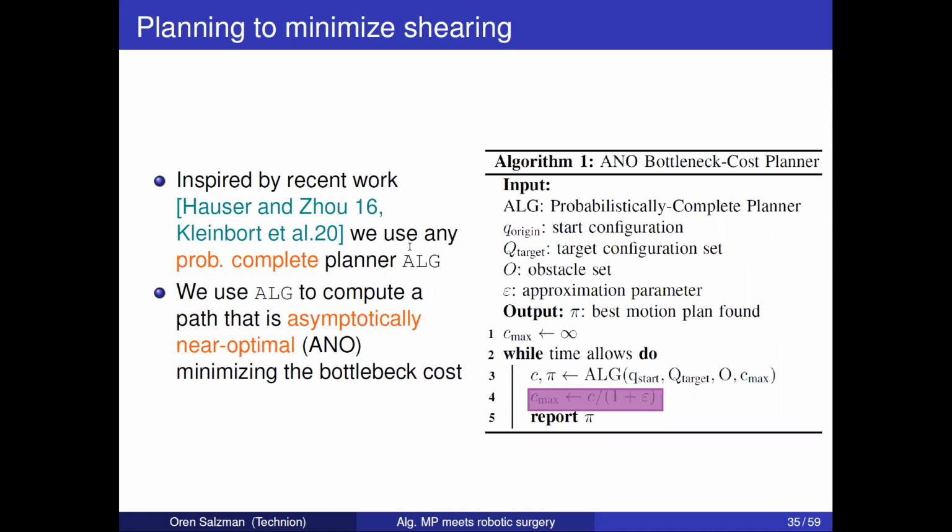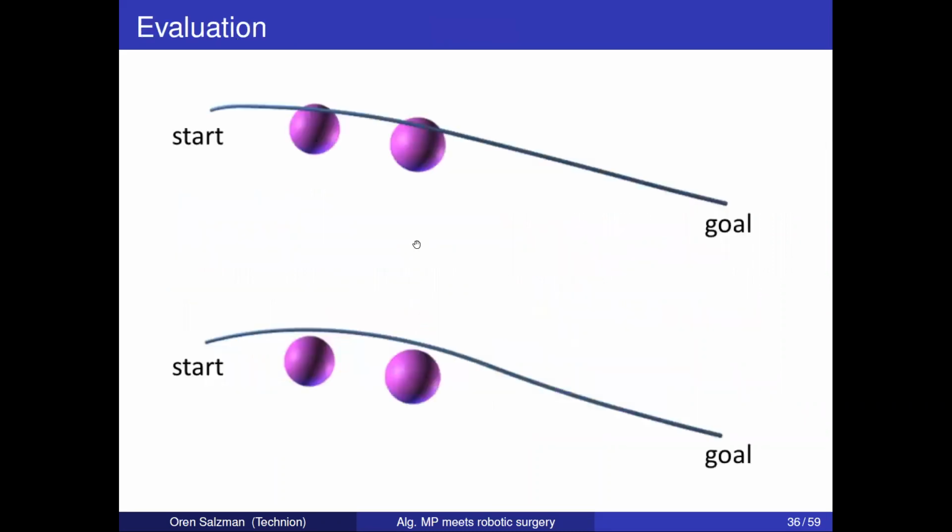If no solution exists, then we know that we're not too far away from the optimum. If a solution exists, then since our algorithm is probabilistically complete, it's going to find this. And that's the algorithm. And this ensures us, I hope you can see it or have an intuition, that we're going to converge to a solution that is not too far away from the optimum, which is great.